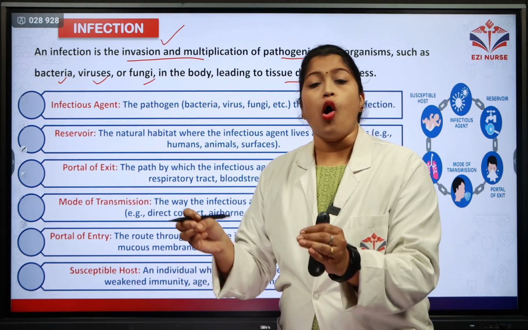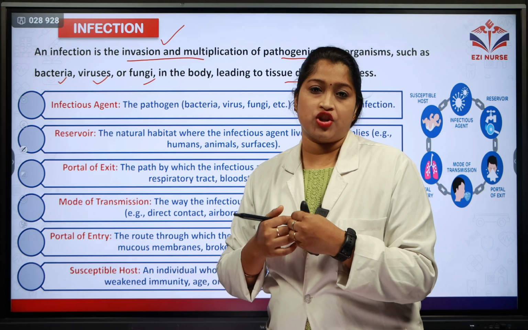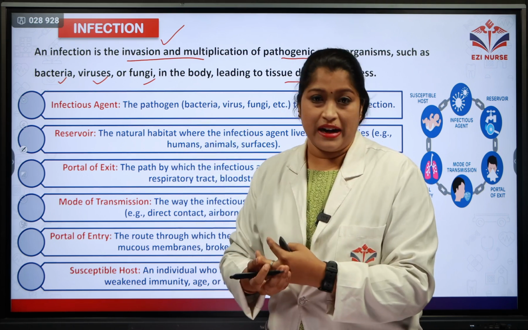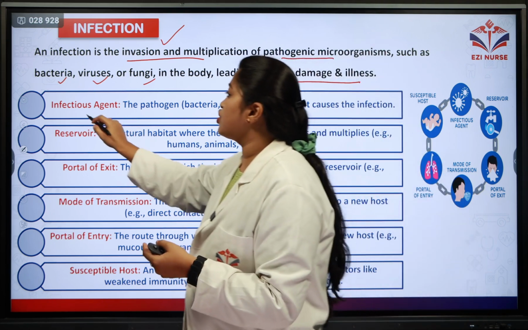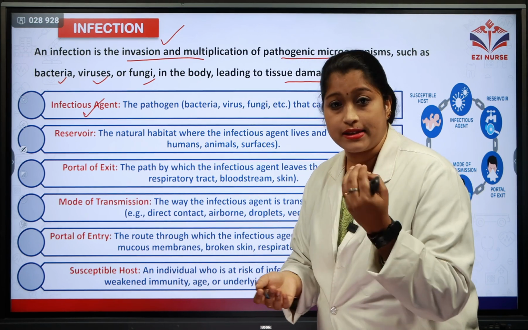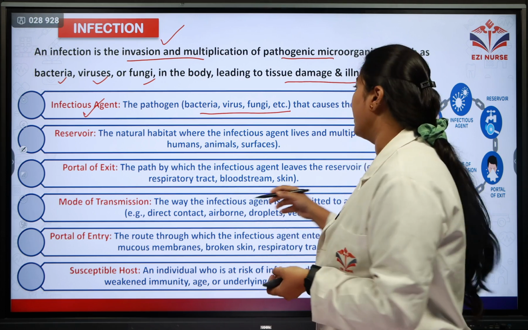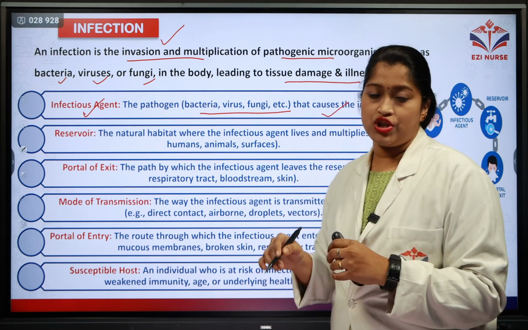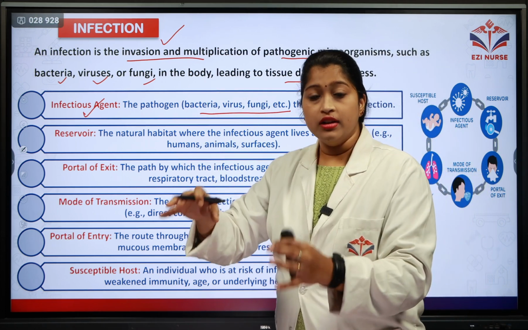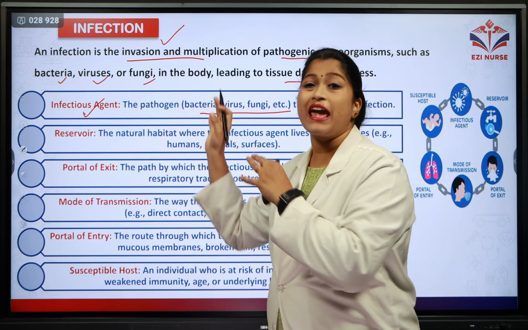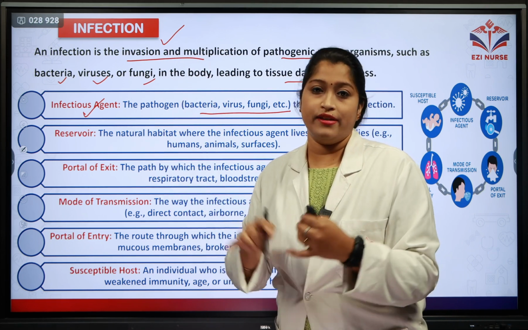So let's see what is the chain of infection, how it spreads. Firstly, the infectious agent, the pathogen. As I just mentioned, it might be bacteria, virus or fungi. They cause the infection. So they invade. These are the infectious agents which cause the infection.